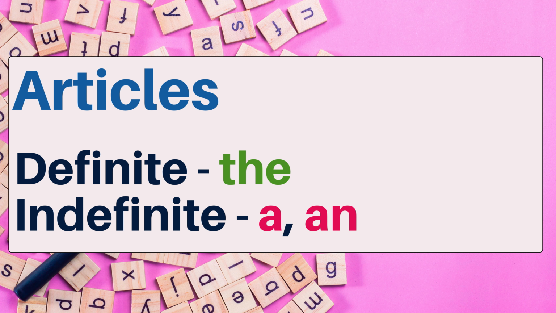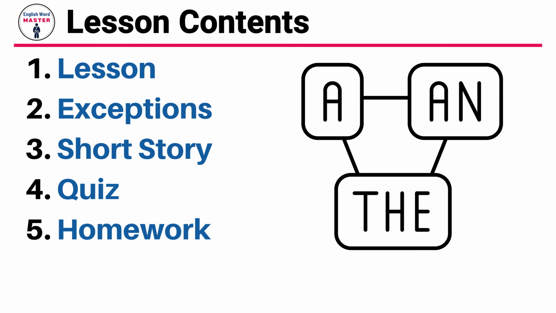Welcome to this English grammar lesson on the definite and indefinite articles. The definite article is "the," and the indefinite articles are "a" and "an." This lesson will help you understand articles better with many example sentences, a quiz, and some homework.